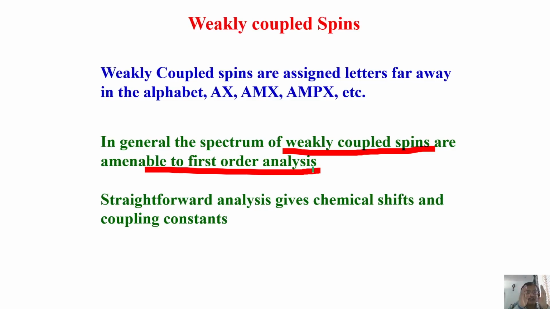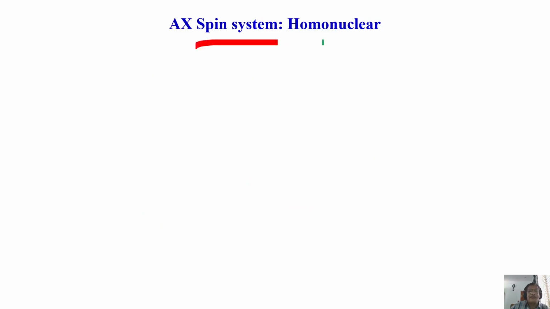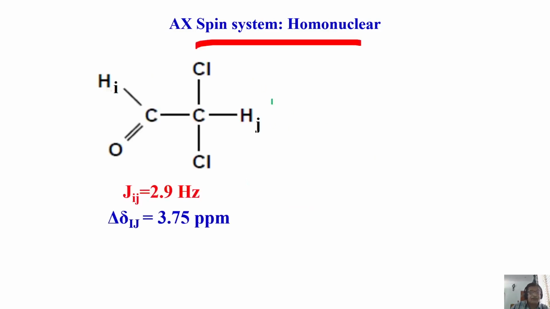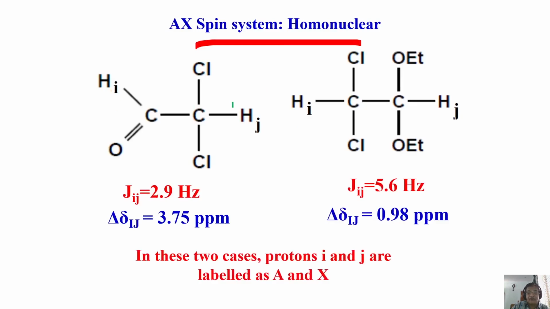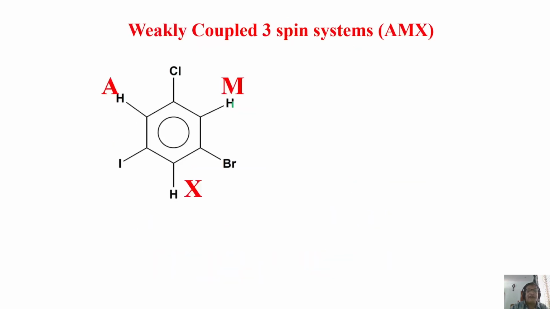It means if I give you a spectrum, simply looking at the spectrum, you can assign and get chemical shift values and coupling values straightforwardly without doing much mathematical operation or computation. That is first order analysis. Second order analysis is a little difficult. So this is first order analysis. The AX spin system, if I take homonuclear, I told you this is AX. Already I gave you an example of this. And weakly coupled AMX is like this.